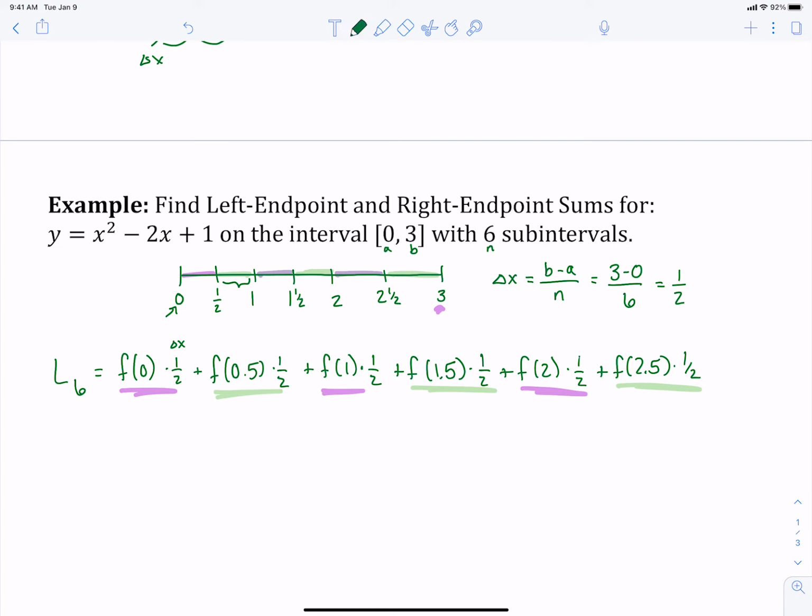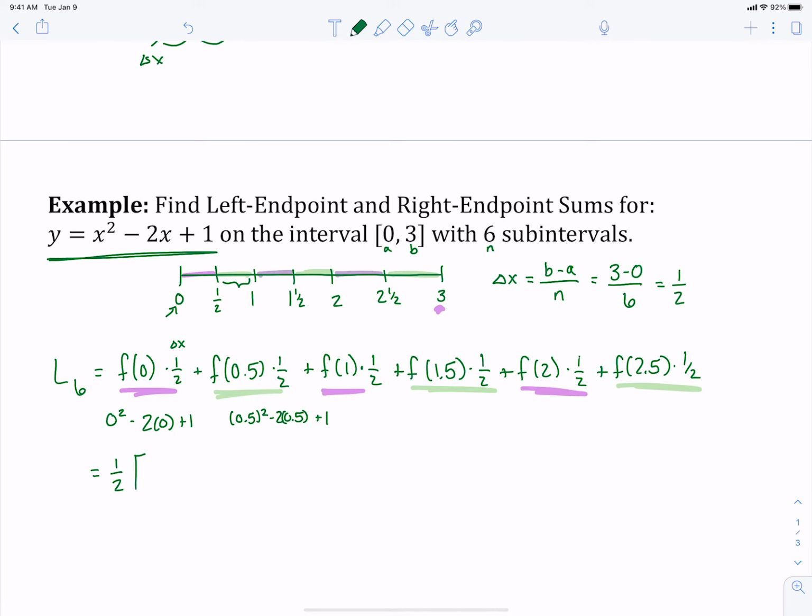So now to actually figure out what this sum is, we need to plug in 0, 0.5, 1, 1.5, 2, 2.5 into our function. So we're literally going to plug 0 into that. Sorry, I was reading it and thinking about it. So 0 squared minus 2 times 0 plus 1. 0.5 squared minus 2 times 0.5 plus 1. I can show you in class how we can use Desmos to help us out with this.